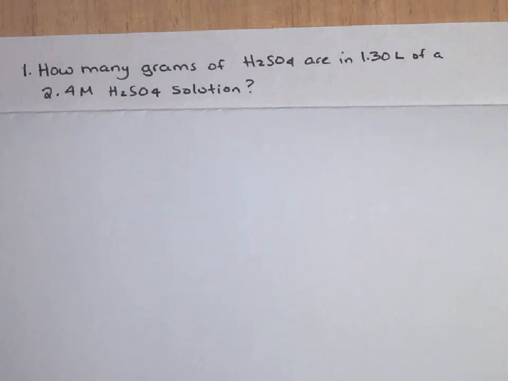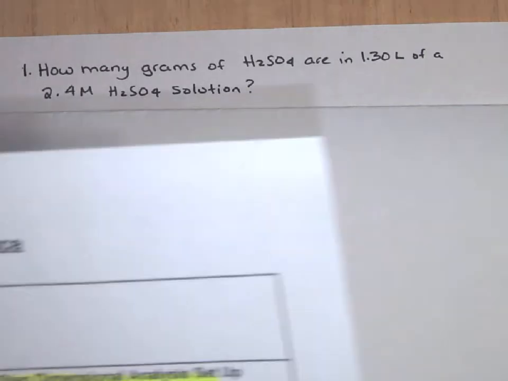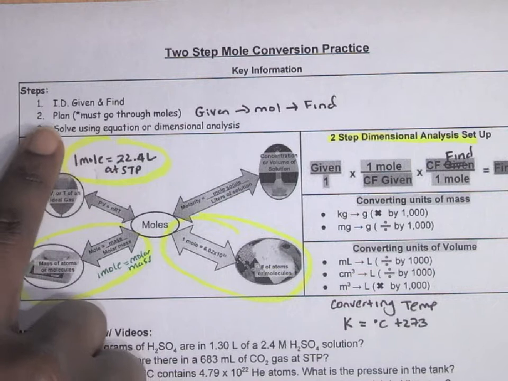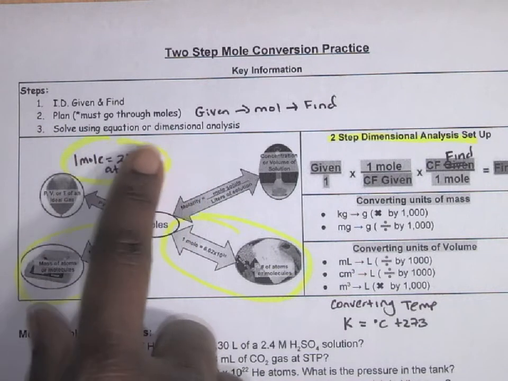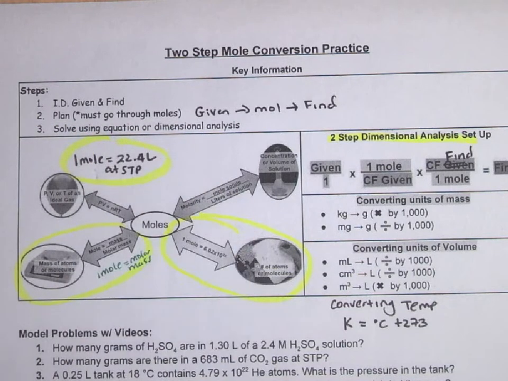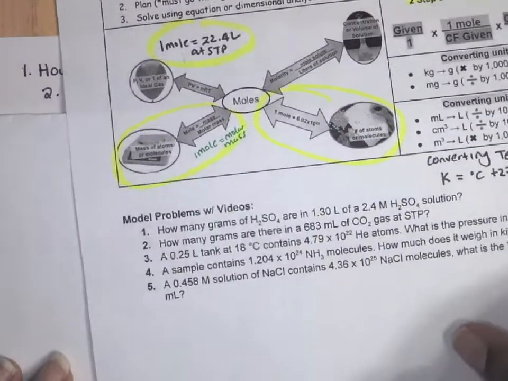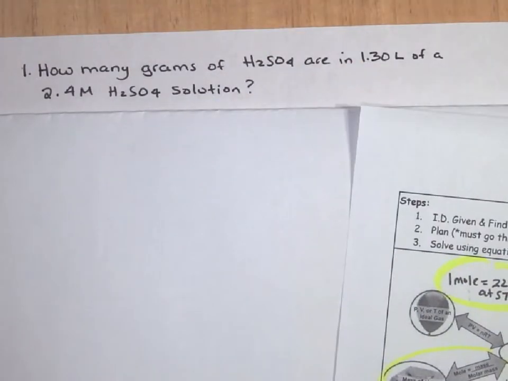Okay, welcome to model problem 1 for two-step mole conversion problems. The problem reads: how many grams of H2SO4 are in 1.30 liters of a 2.4 molar H2SO4 solution? Remember, our steps are to identify our given and find, map out a plan, and then solve using equations or dimensional analysis. I will show you how to use both in this video. So let's start off with our plan and identifying our given and find.